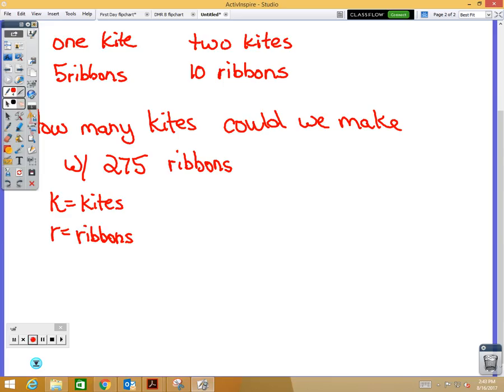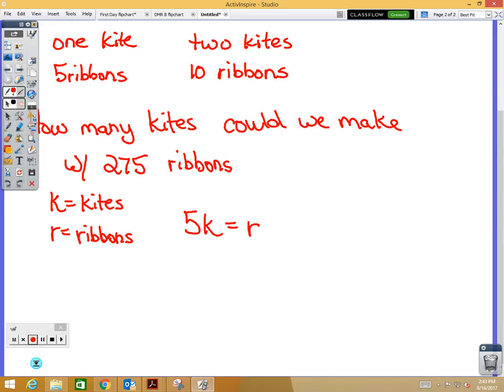So, Sam, you said 5K equals R? Would that work? The amount of ribbons, let's say I had 10 ribbons. We already said 10 ribbons makes 2 kites. So if I put in a 10 right here, 5 times 10 is 2 kites. We're getting close. That's closer to what I'm looking for, but should it be then? We need to do 5 times the number of kites. So if we have 1 kite, 5 times 1, that's 5 ribbons. If we have 2 kites, 5 times 2, that's 10 ribbons. If we have 3 kites, 5 times 3, that's 15 ribbons.